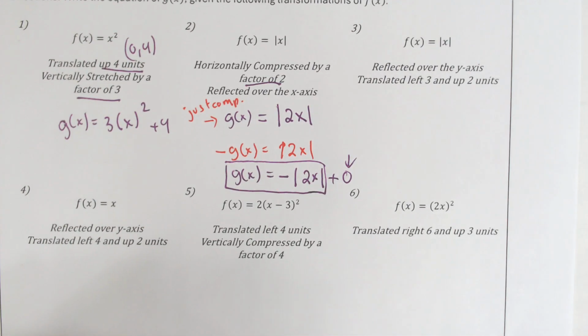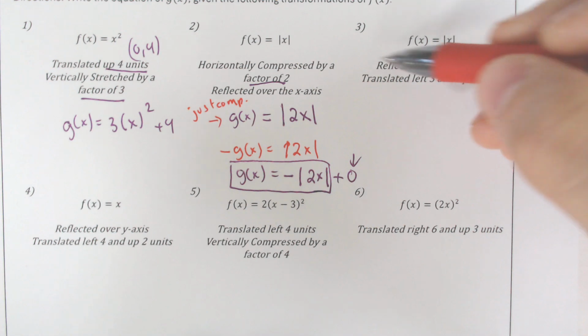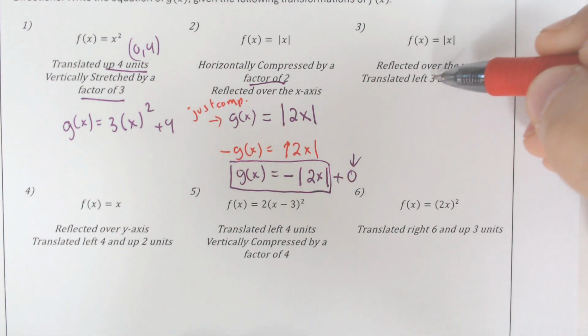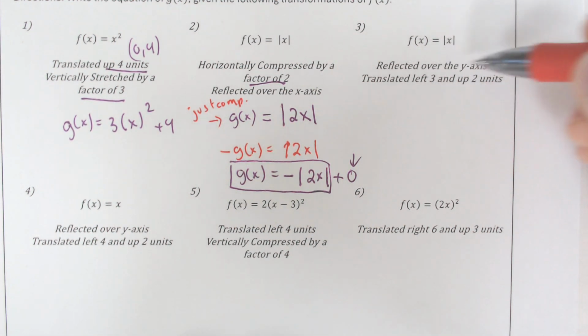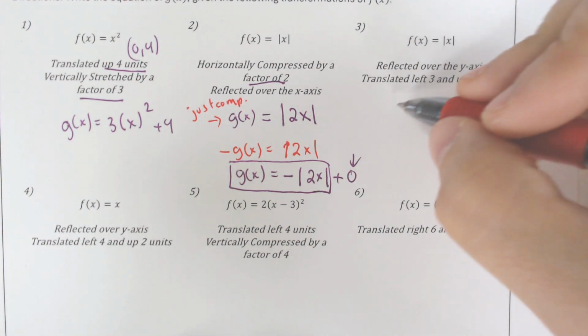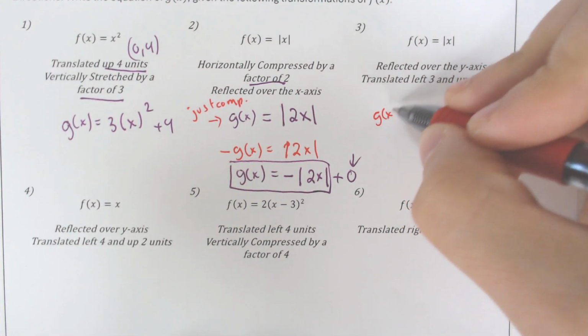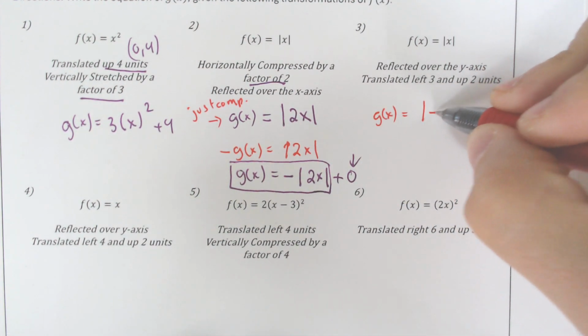All right. Let's talk about number 3. Reflect over the y-axis, translate left 3 and up 2. So reflect over the y-axis means that we would have to take the g of x, and it would have to be a negative x here.